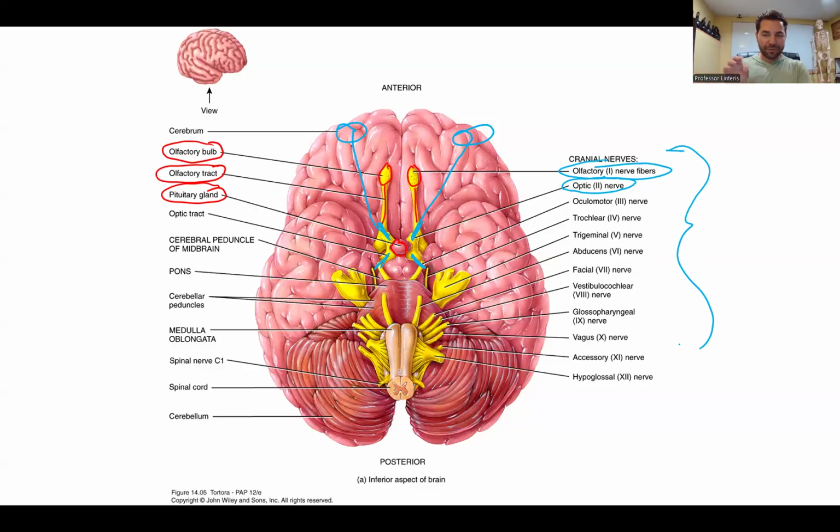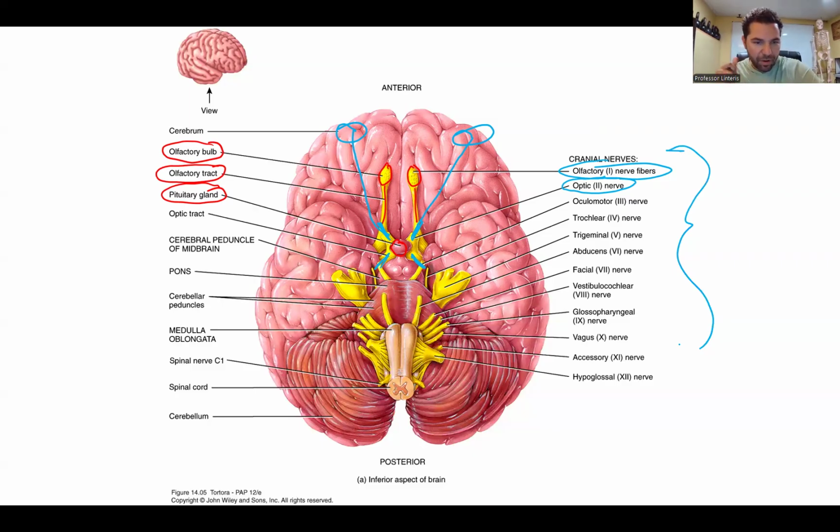Our spinal nerves were mixed. They carried sensory and motor messages. These cranial nerves can be purely sensory, purely motor, or mixed. And we'll talk about these in lecture. Maybe you already have, so maybe they're familiar to you. Obviously, they have names. There are acronyms you can use to remember them. But for here, I'm just highlighting a few of them, right?